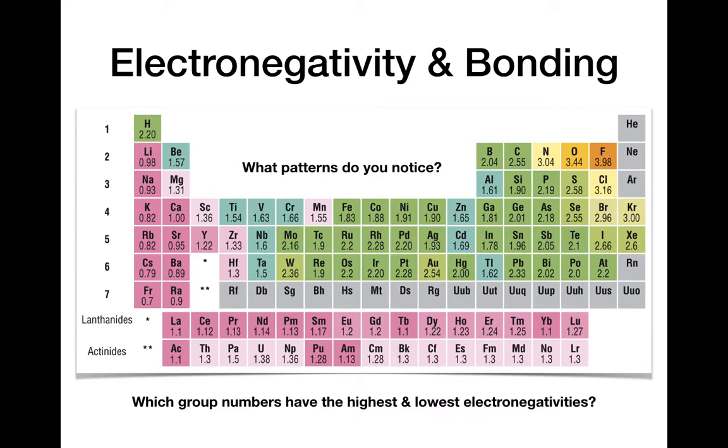The electronegativity tends to increase going this way and increase going up as well. So it gets higher as you go from left to right, and it gets higher as you go from bottom to top. Which makes sense because the strongest is here with fluorine.